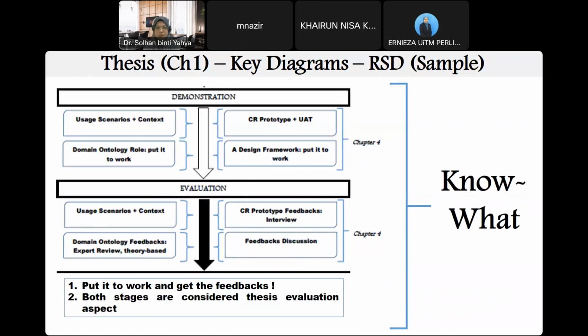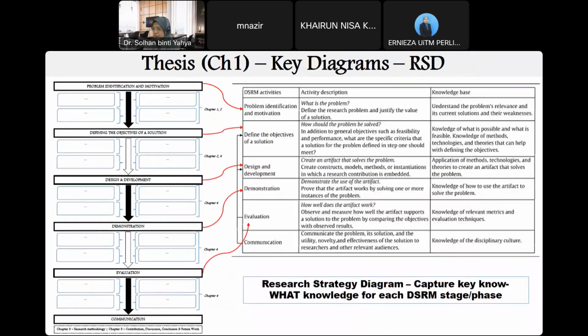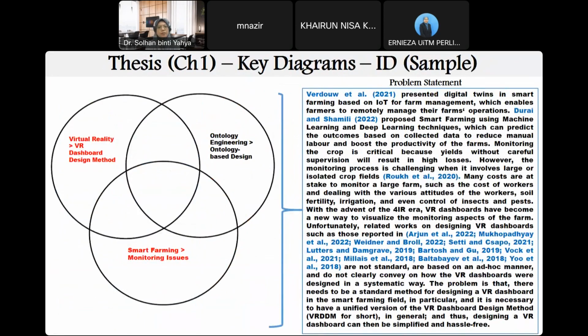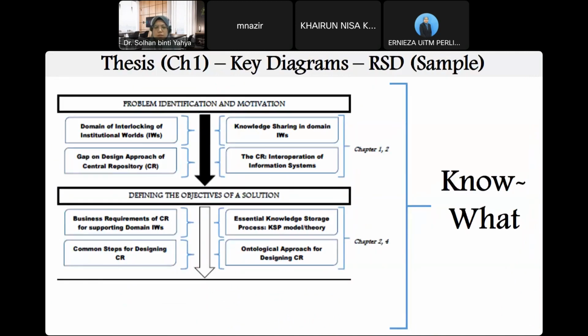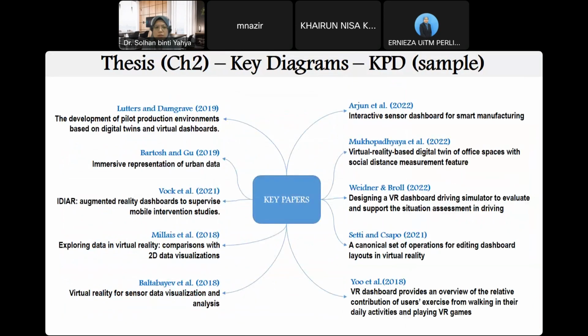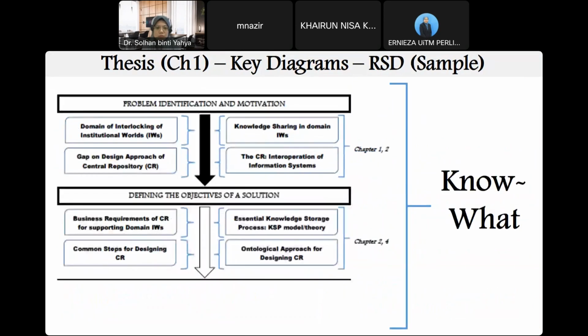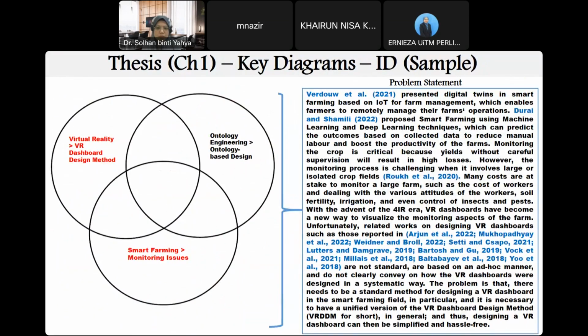So in the chapter 1, you can see that how I organize the thesis. Those who want to adopt the design science research, the first diagram is the ID, like this one, intersection diagram. The second one is a research strategy diagram. I think if you want to understand in depth, a deep dive of design science, we need another hands-on workshop using this diagram. And then the chapter 2. All right, in the chapter 2, remember in the chapter 1, I mentioned about key paper, right?